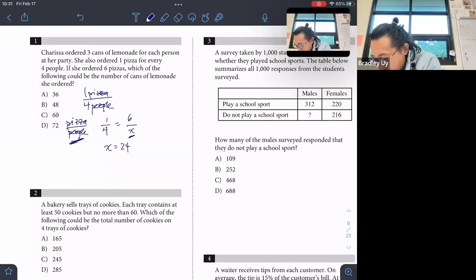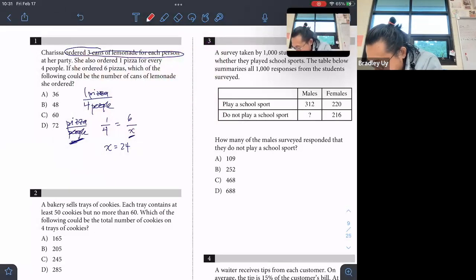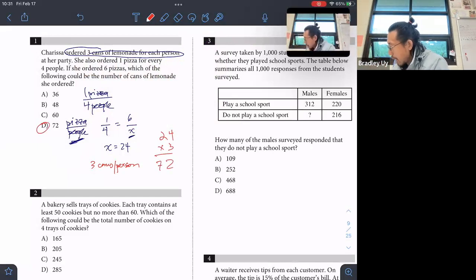And now, following that, you could represent the number of cans of lemonade. Remember, she orders 3 cans per person. That's a lot of beverage, by the way. But there's 24 people, then how you find the number of cans is to take 24 and multiply by 3. And there's a calculator section, but we don't need that. So the answer is D. Correct. Okay, and let's move on.